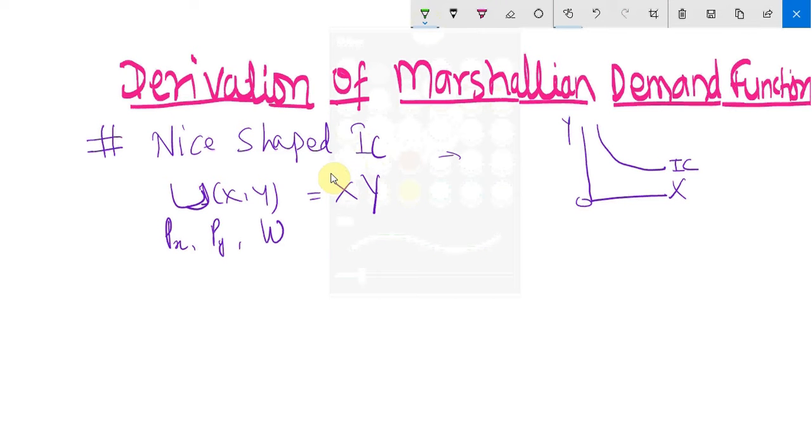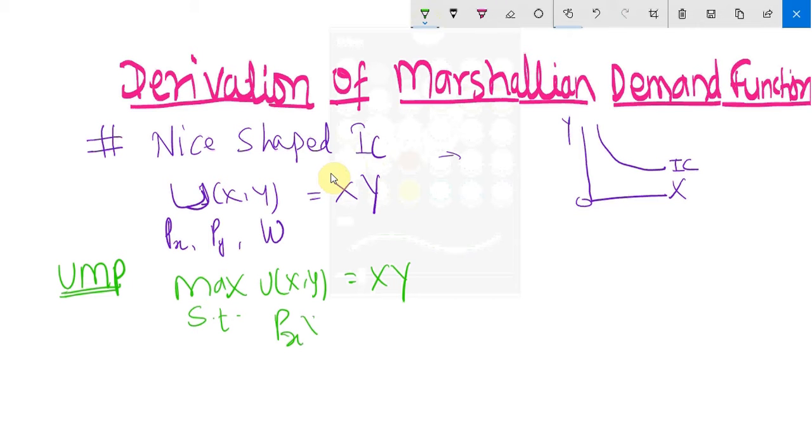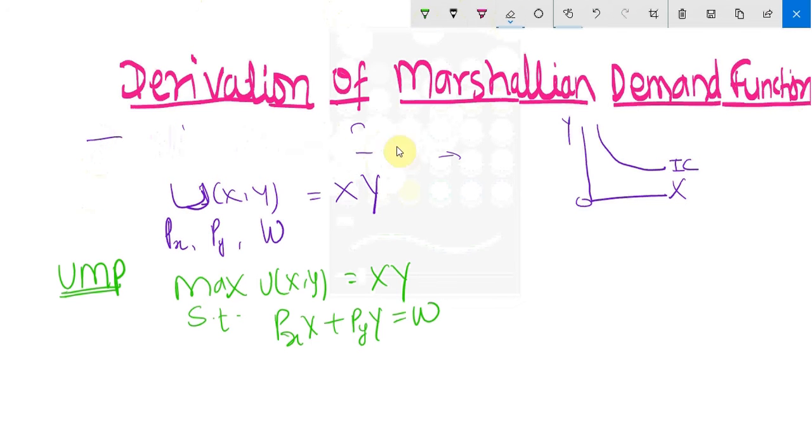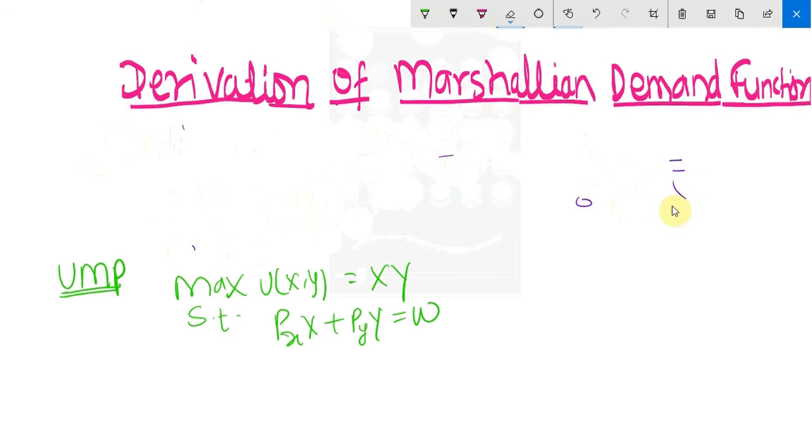So the consumer's utility maximization program can be expressed as: maximize utility equals x times y, such that his budget constraint pxx plus pyy equals w is fulfilled. Since this is a constrained maximization problem, we make use of the Lagrangian function and derive the demand function from the maximization technique.